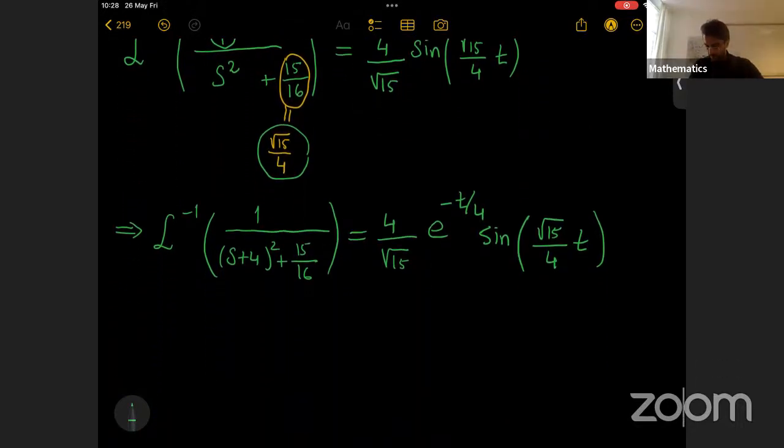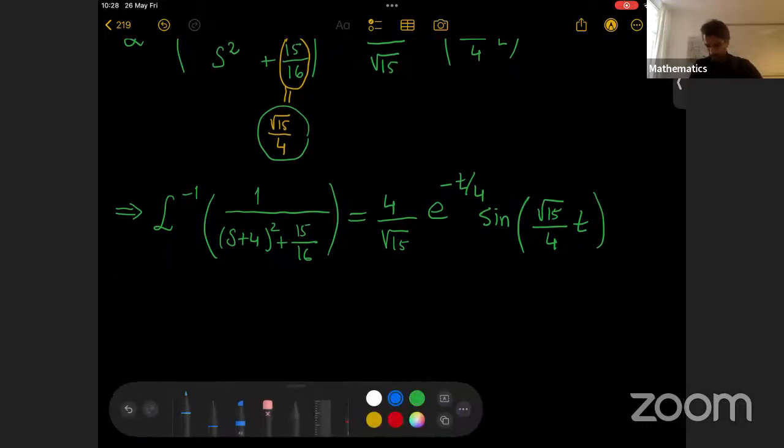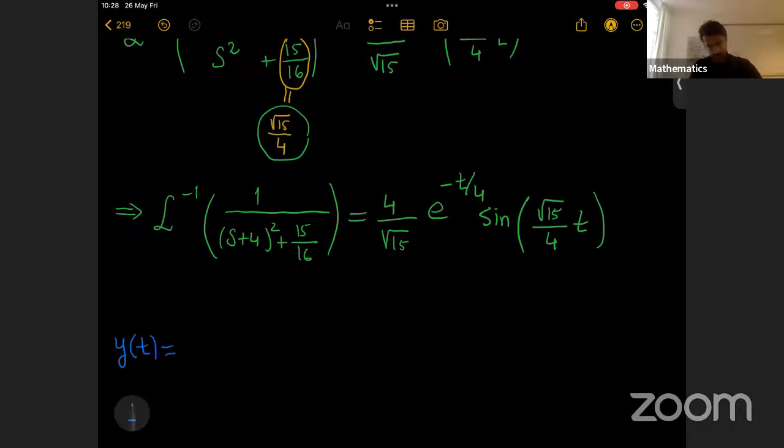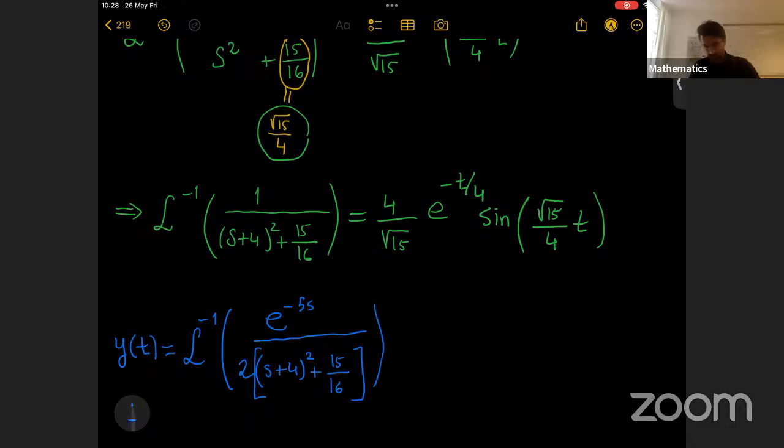So basically, y(t) is the inverse Laplace of e to the minus 5s over 2 times (s plus 1 over 4) squared plus 15 over 16. But this is simply what? Let's take 2 out, and this one we have here is 4 over root 15. So it's going to be 2 over root 15. We have e to the minus 5s. From this, we have u5(t), okay?